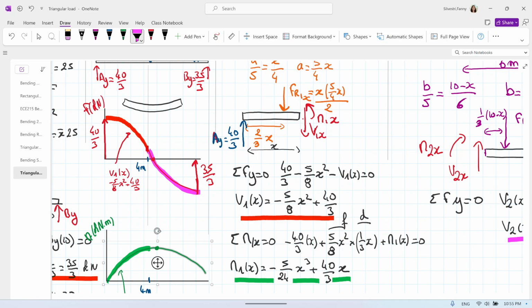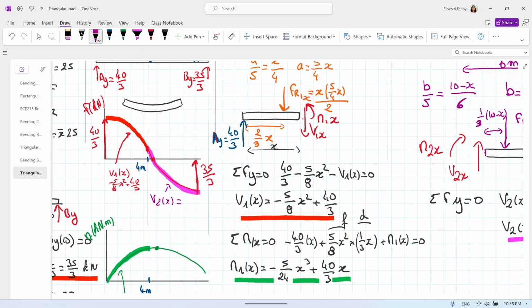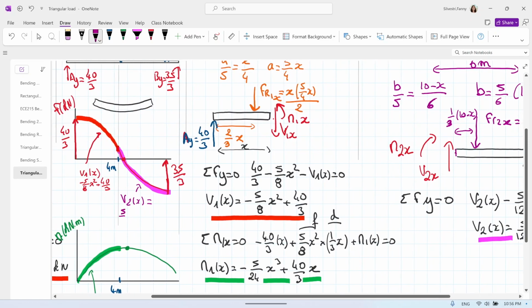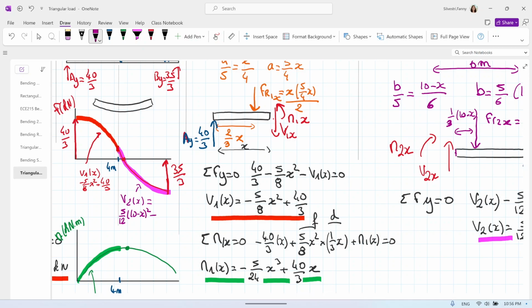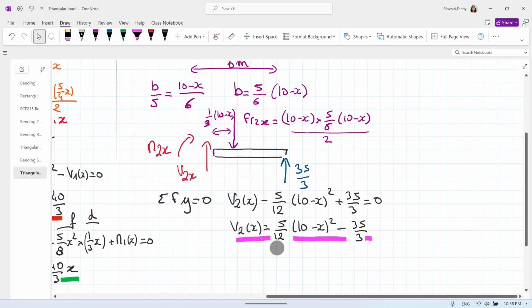Here we go. So I say V2 of x equals 5/12 times (10 minus x) squared minus 35/3. Okay. And let's use this free body diagram to find the moment.